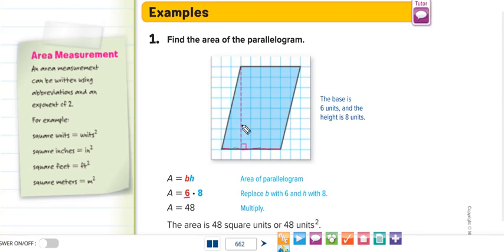Now let's count the height. How many squares, how many segments, how many blocks? This is 1, then 2, 3, 4, 5, 6, 7, and 8. So the height is 8. Now simply apply the rule. The rule says area, A for area, equals base, B for base, times height. So it's 6 times 8 because the base length is 6 units and the height is 8 units. So 6 multiplied by 8 is 48. 48 units squared.